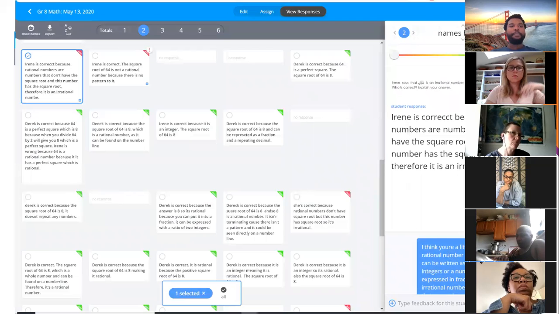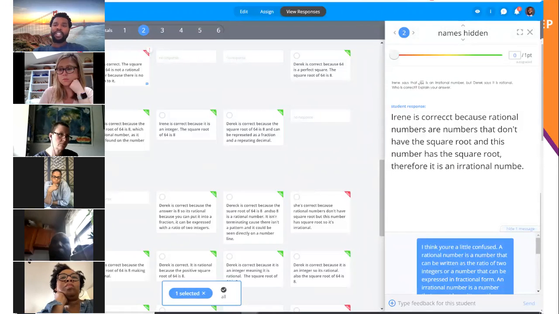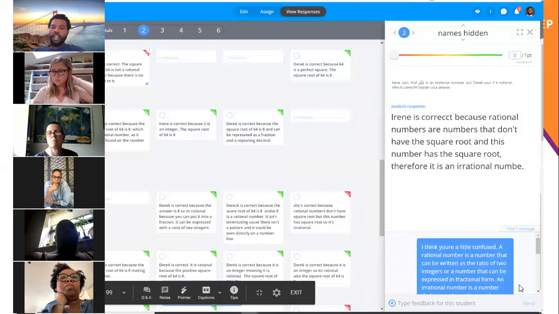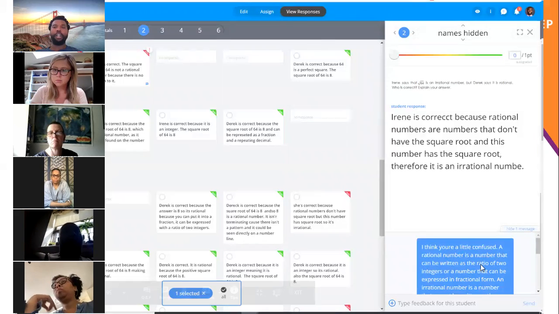Now, this is where I'm able to select the scholar's name, and I'm able to hide all of their names because I would like to present my screen as we're going through the work, and I can just show scholars, hey, I have seen 18 out of 33 scholars populate the Go Formative question. But this is how Go Formative is actually correct. So the scholar that said Irene is correct because a rational number are numbers that don't have square roots, and numbers that have square roots are therefore rational. I can give feedback: I think you're a little confused. A rational number is a number that can be written as a ratio of 2 integers. And that's the feedback portion.